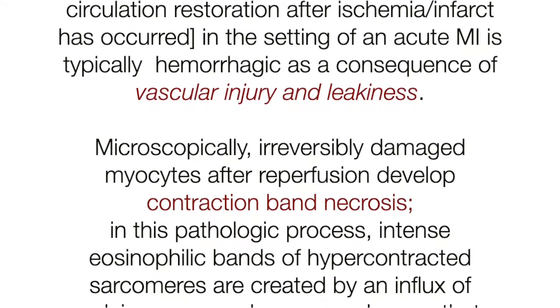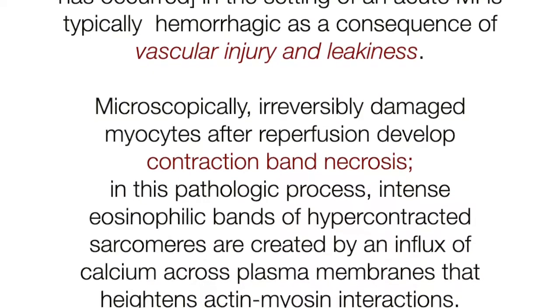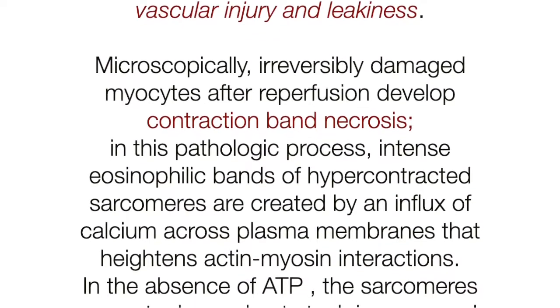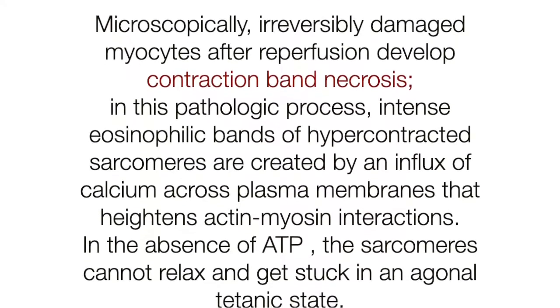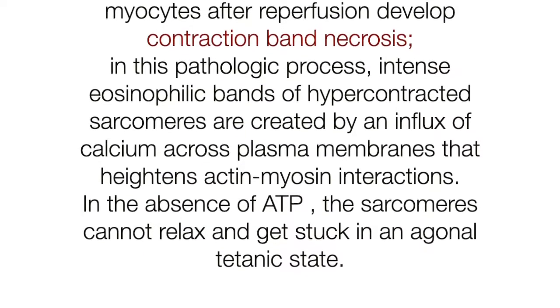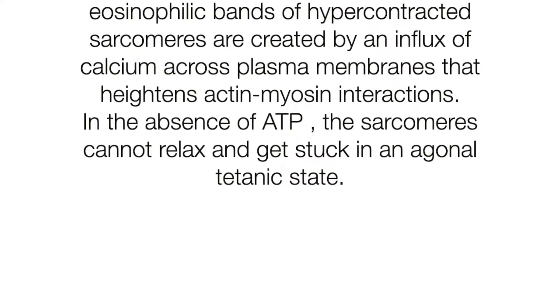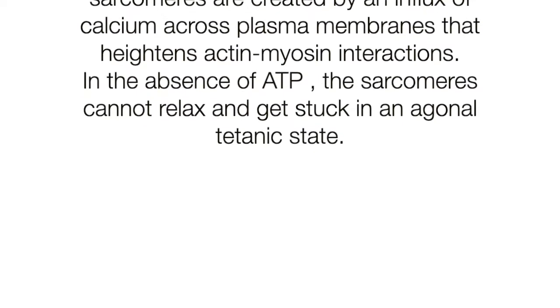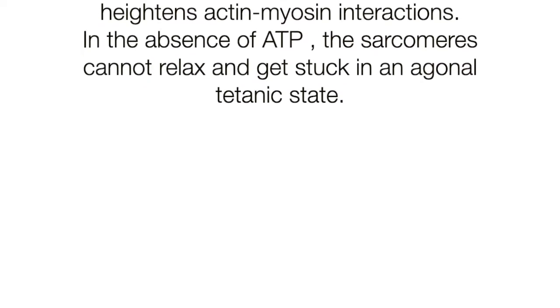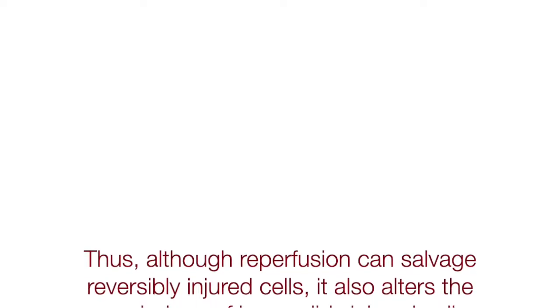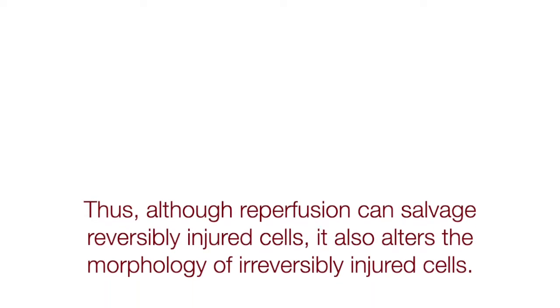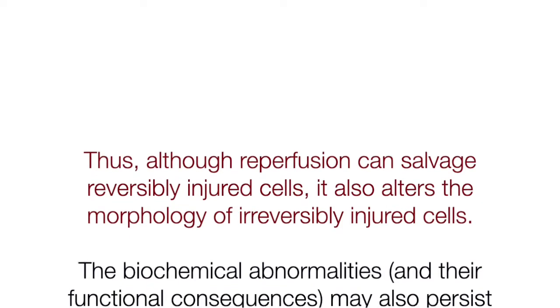Microscopically, irreversibly damaged myocytes after reperfusion develop contraction band necrosis. In this pathologic process, intense eosinophilic bands of hypercontracted sarcomeres are created by an influx of calcium across plasma membranes that heightens actin-myosin interactions. In the absence of adenosine triphosphate (ATP), the sarcomeres cannot relax and get stuck in an agonal tetanic state. Thus, although reperfusion can salvage reversibly injured cells, it also alters the morphology of irreversibly injured cells.